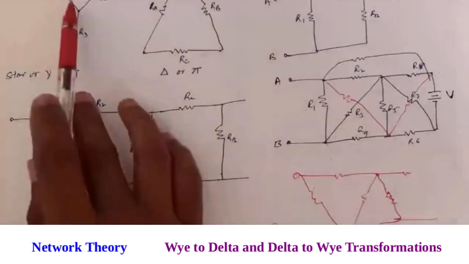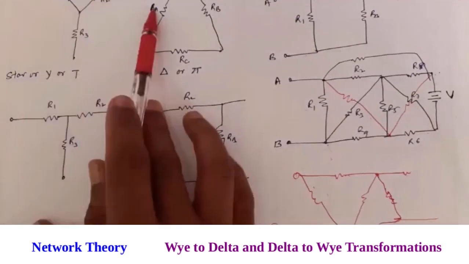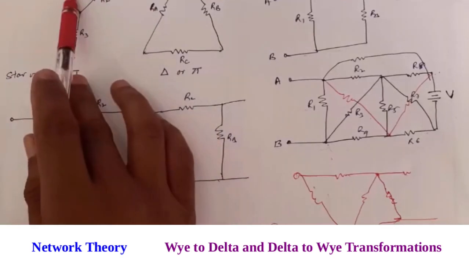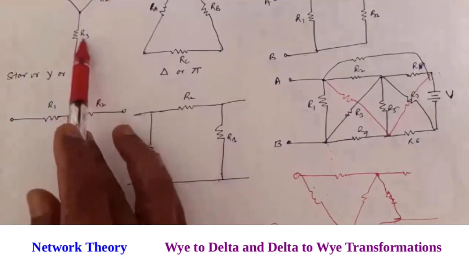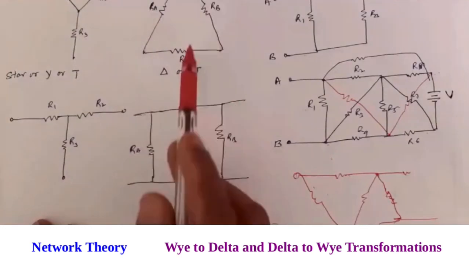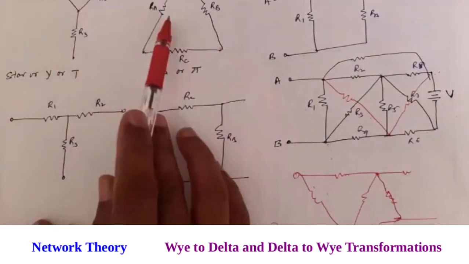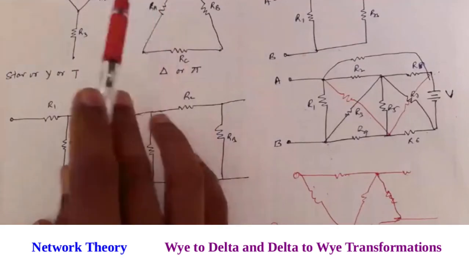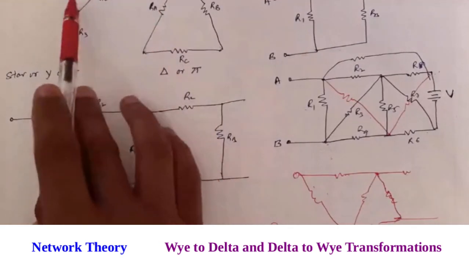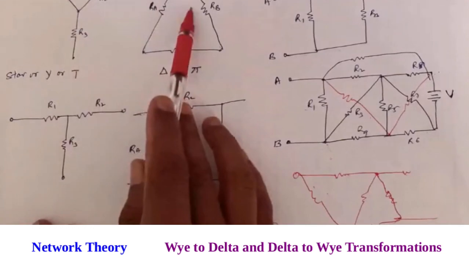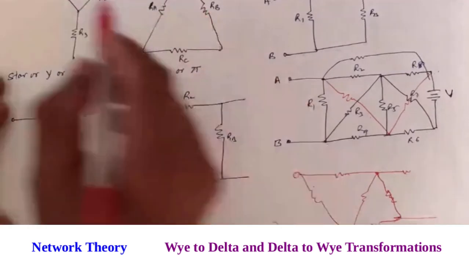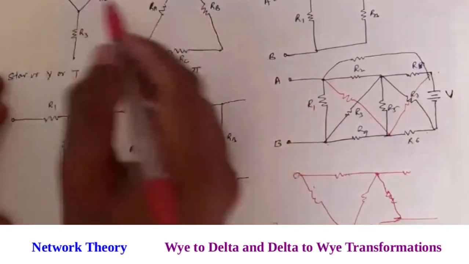Normally, as usual, if I write R1 here, say for example, R1 is 10 ohm, R2 is 20 and R3 is 30. If I write 10, 20, 30 here, these two networks will not be equivalent. We should establish a relation between the resistors of a Y and a delta network such that between any two terminals, these two networks are equivalent.